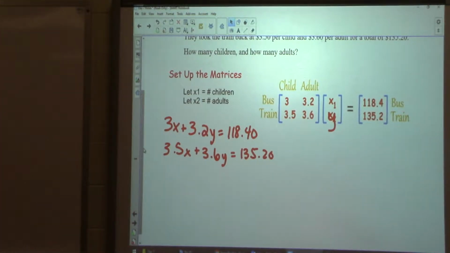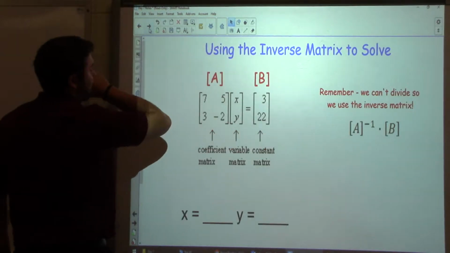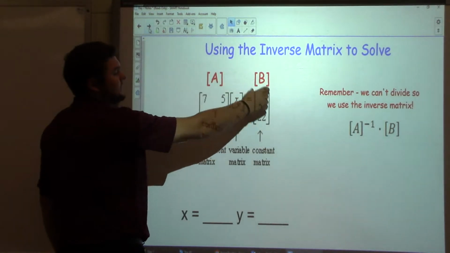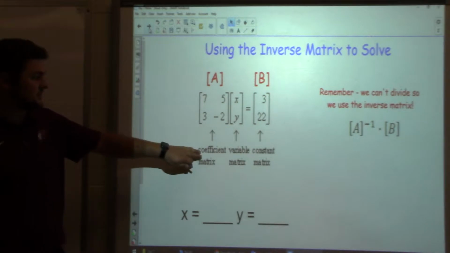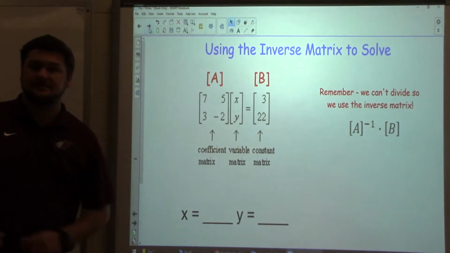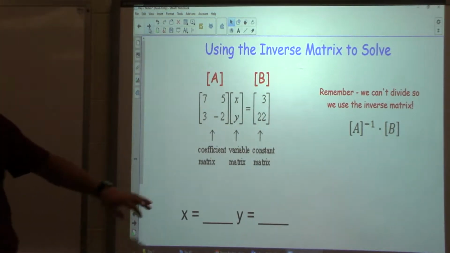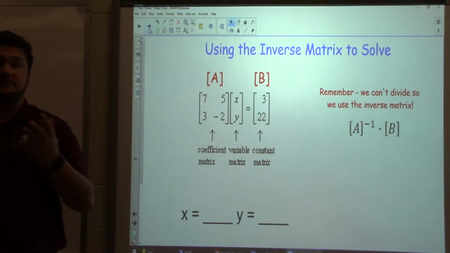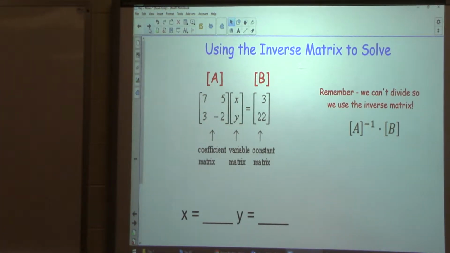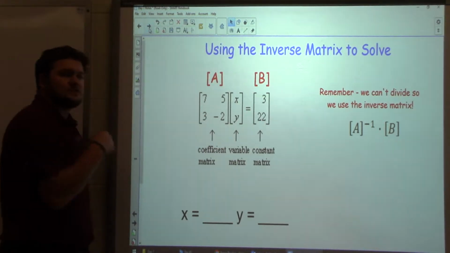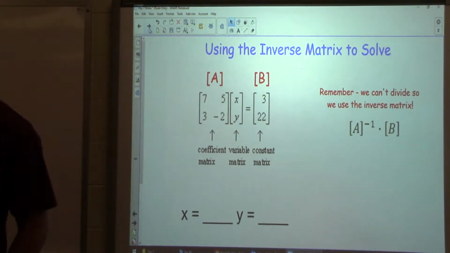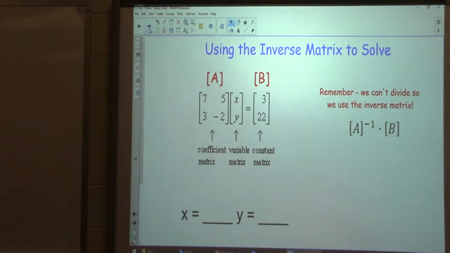Okay? So when I'm doing this, I have three different parts to my matrix equation. I have a coefficient matrix, a variable matrix, and a constant matrix. Well, the variable matrix is pretty easy to figure out because it's variables: x and y, or x, y, z, whatever it might be. The first one, though, why do you think it's called a coefficient matrix? What is a coefficient? Does anyone remember? The number in front of a variable.